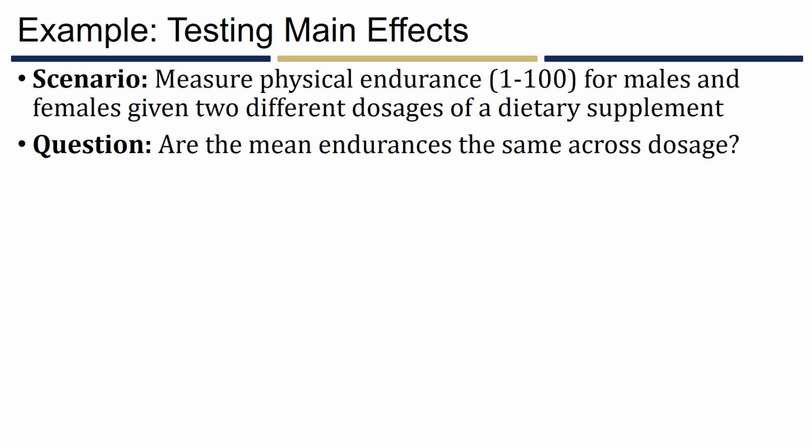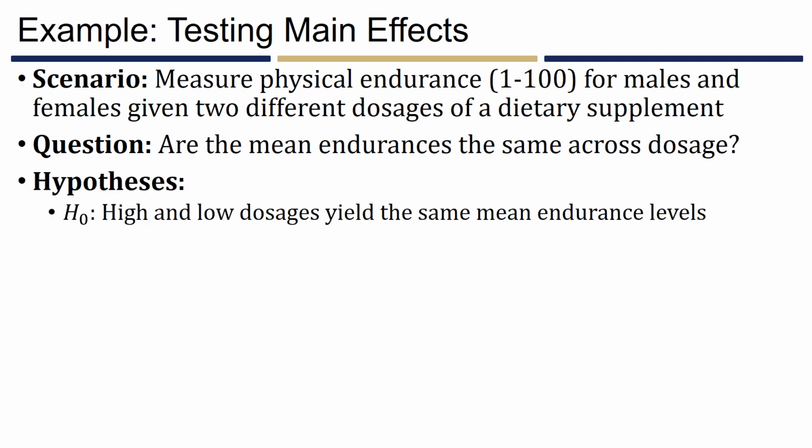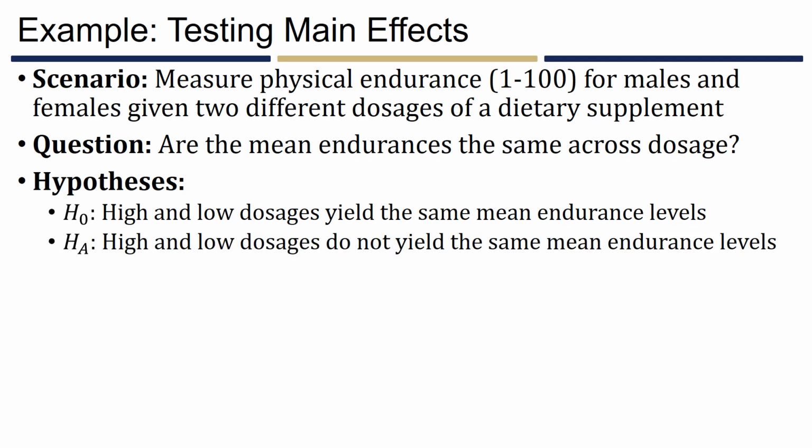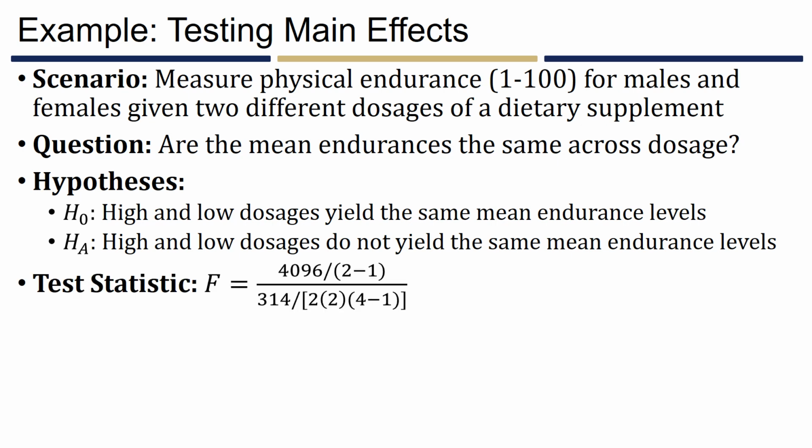Finally, we can test to see if the mean physical endurance scores are the same across dosage. Here, we'll have the null hypothesis that high and low dosages yield the same mean endurance levels, against the alternative that the average physical endurance levels are not the same across high and low dosages. The test stat again is going to be the sum of squares due to this factor, which was 4,096, divided by its degrees of freedom, 2 minus 1. We then divide that numerator by the exact same denominator, 314 divided by 12.